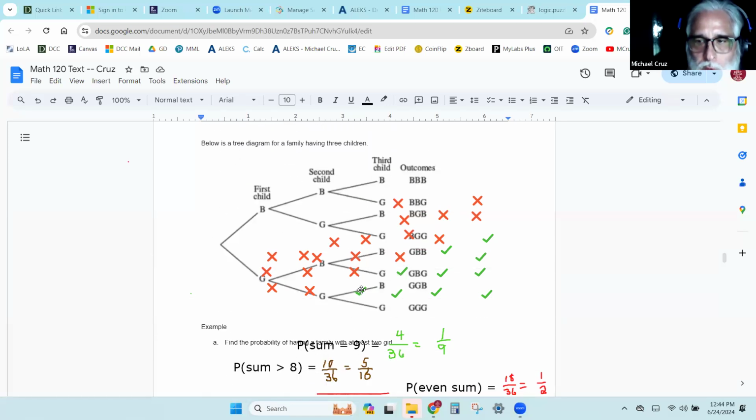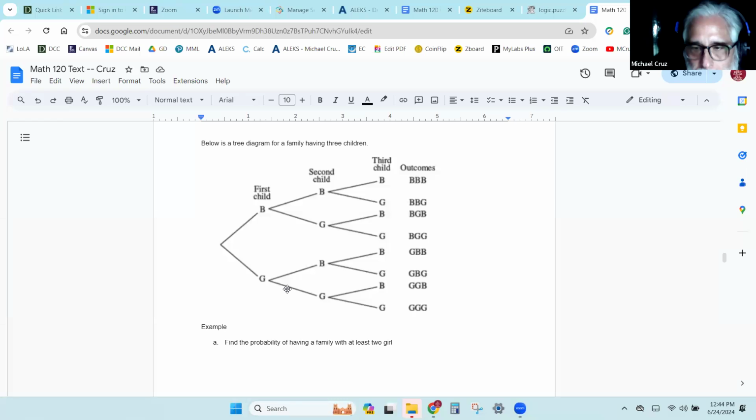So let's do one more. This is one of my favorite ones to do with the children, because it really works like a coin flip in that there's only 2 choices for each child, boy or girl.